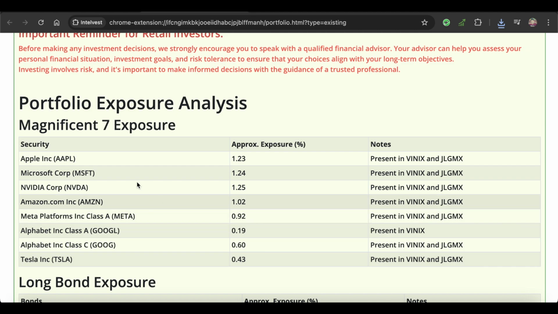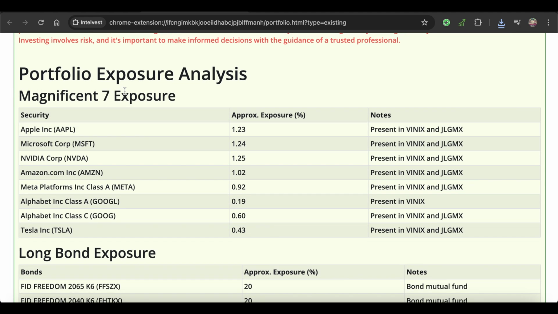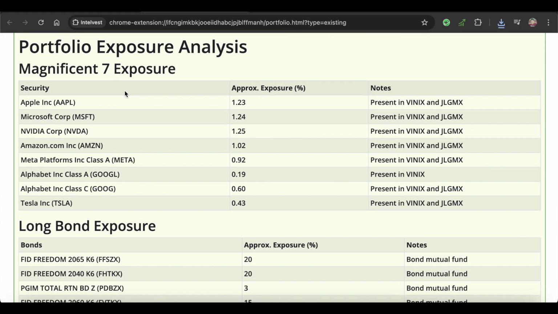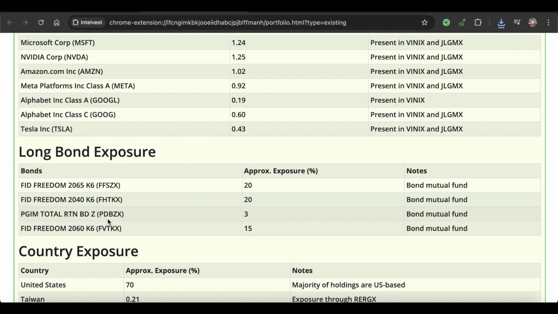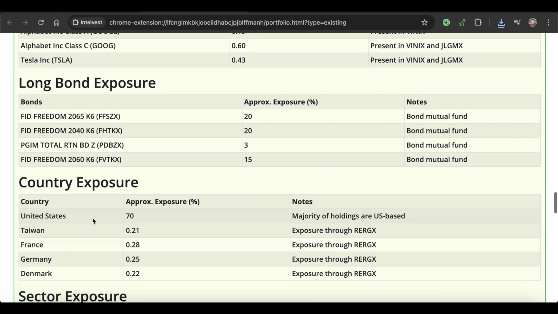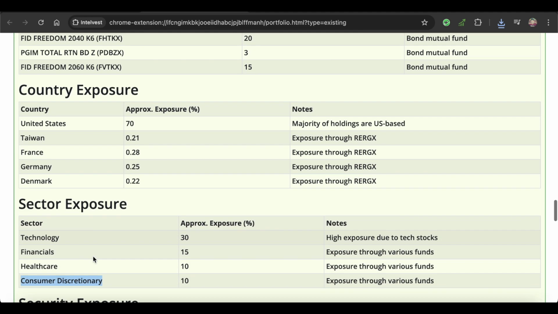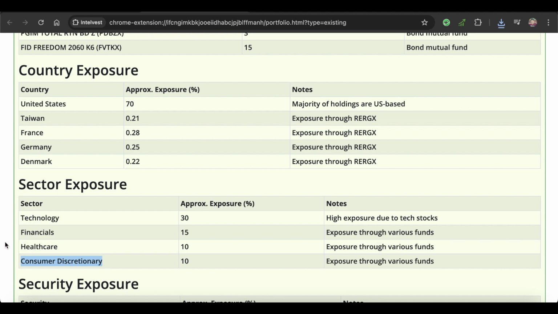Next, we dive into the portfolio exposure analysis, where things get even more insightful. Here, you'll discover how your investments are spread across the Magnificent Seven. Yes, those market-moving mega stocks, long bond exposure. That is bonds which are more than 10 years old. Geographic exposure. That is which countries are you really investing in.